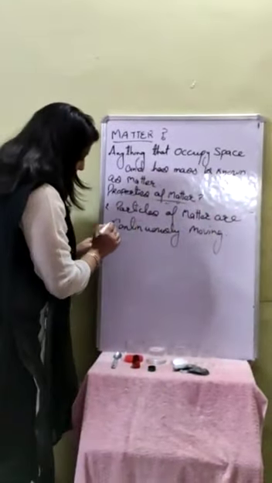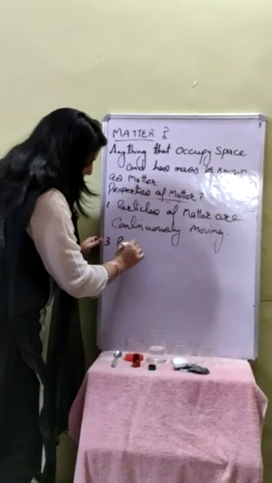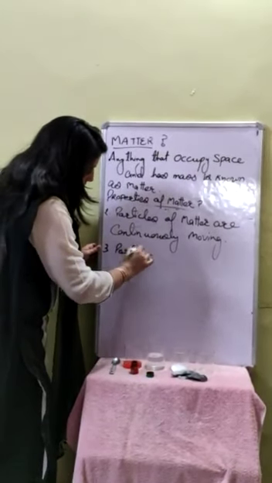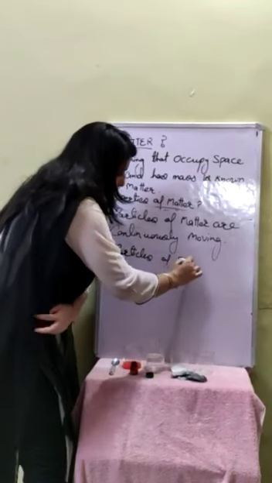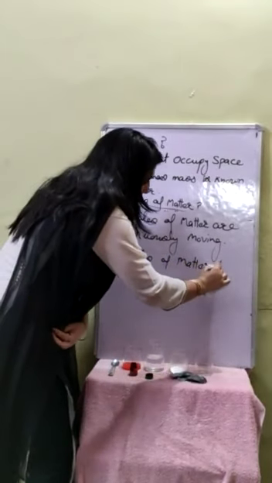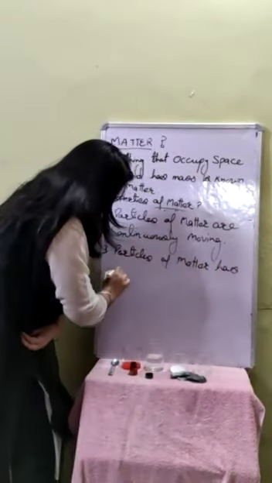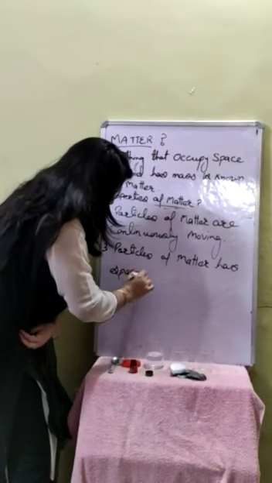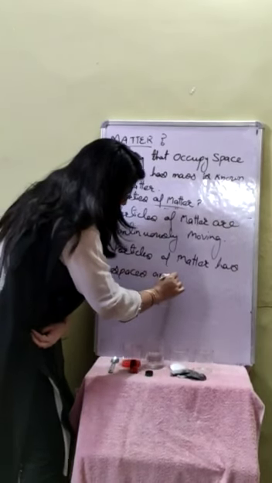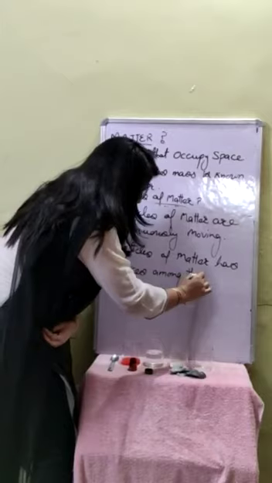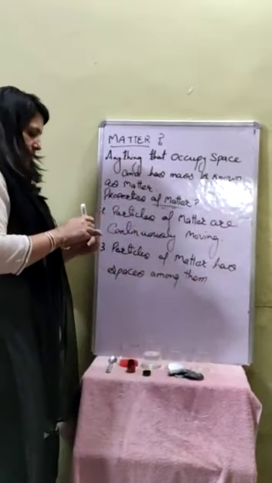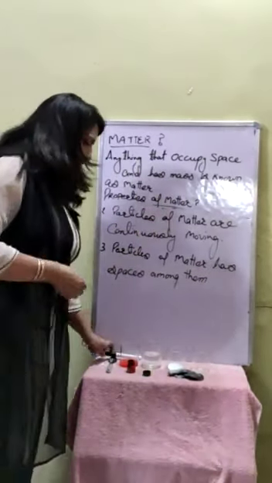The third property is that the particles of matter have spaces among them. This also we can understand by taking an example.